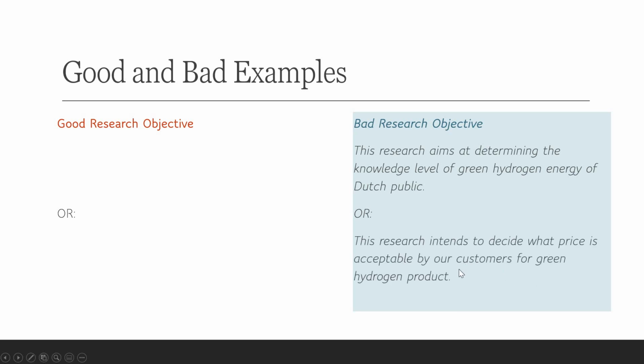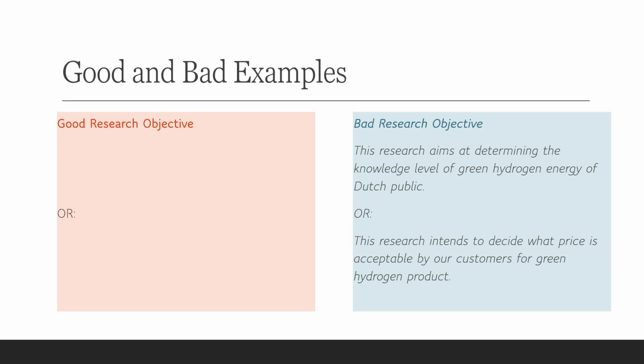And one group said, this research intends to decide what price is acceptable to our customers for green hydrogen products. Well, on the one hand, this one is not very easy to investigate. On the other hand, this one is not one of our research focuses. So please check the handbook. What are the 4 research focuses? And how can we revise it?